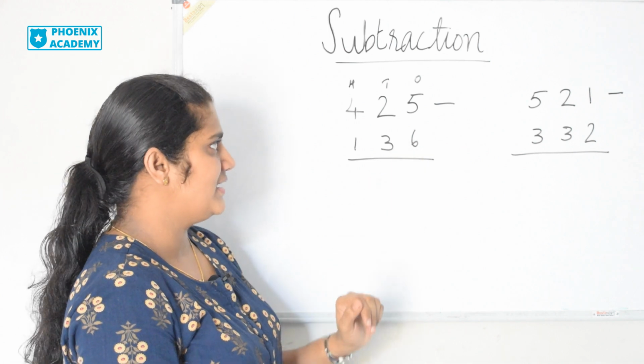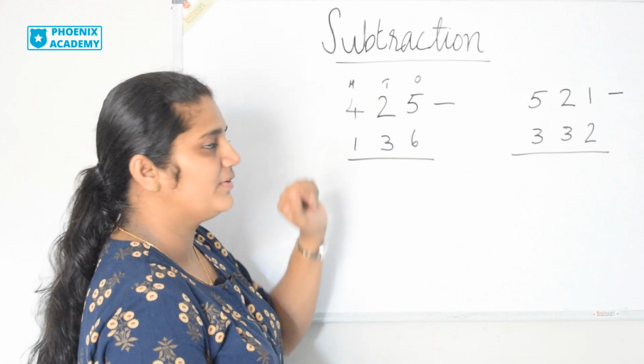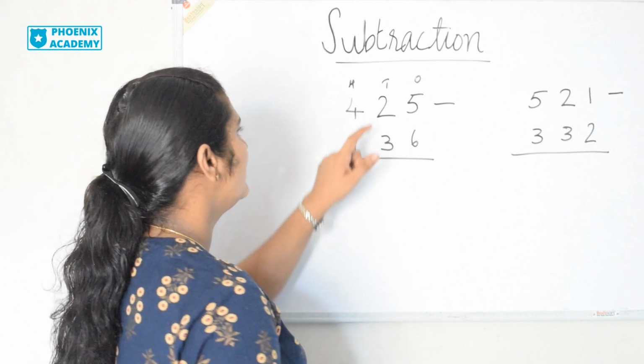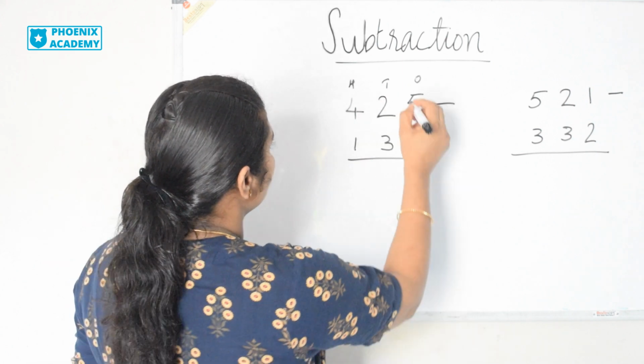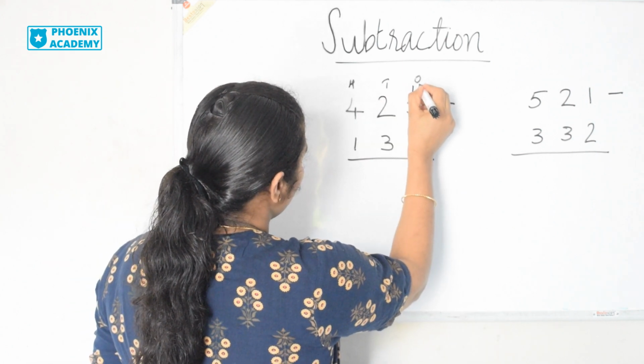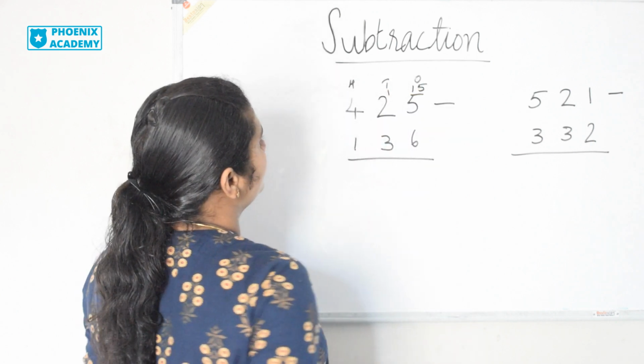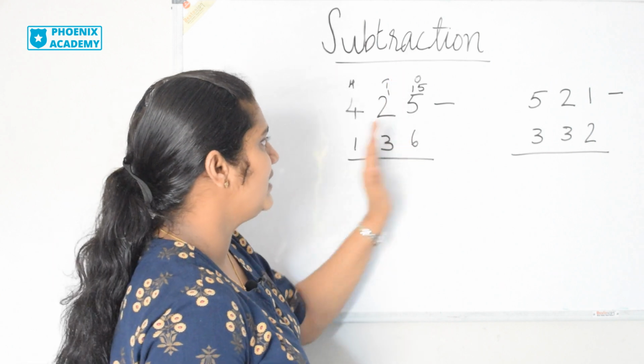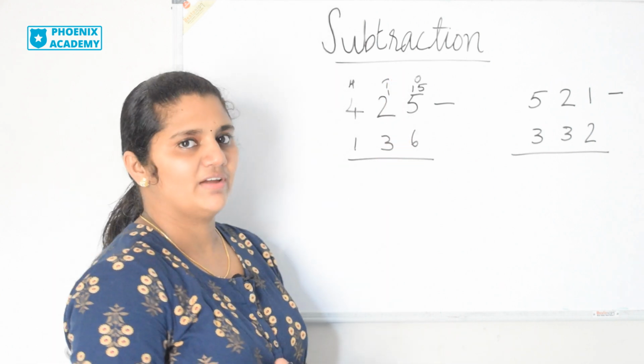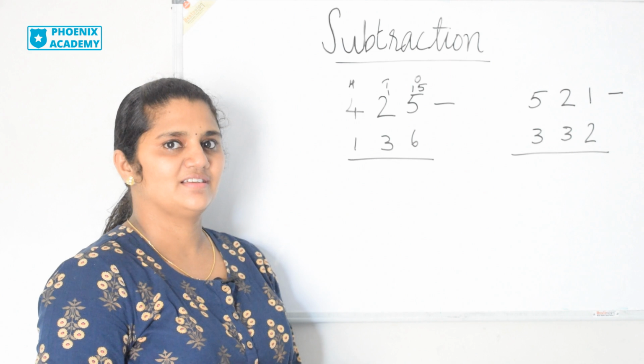Since 6 is a bigger number, we need to borrow from tens. So this 5 becomes 15 and 2 becomes 1. Let's subtract 15 minus 6. What is 15 minus 6? 9.